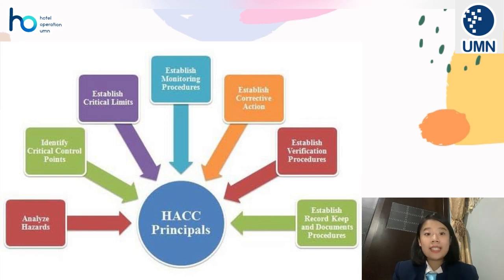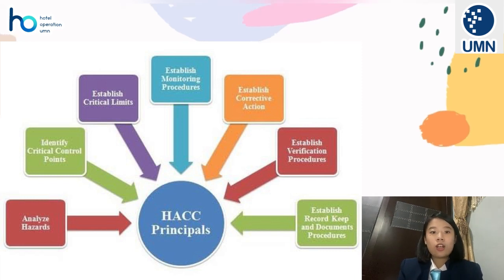Fourth is to establish a monitoring system, monitoring the CCP. A monitoring system is a planned sequence of observations or measurements during the flow of food. This includes sampling and determining which controls are subject to change when a defect occurs. Usually, monitoring should be kept as written records.